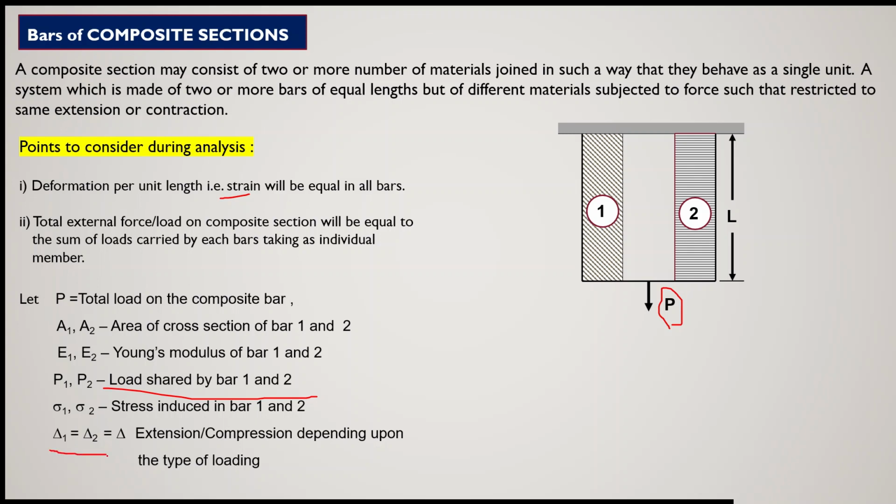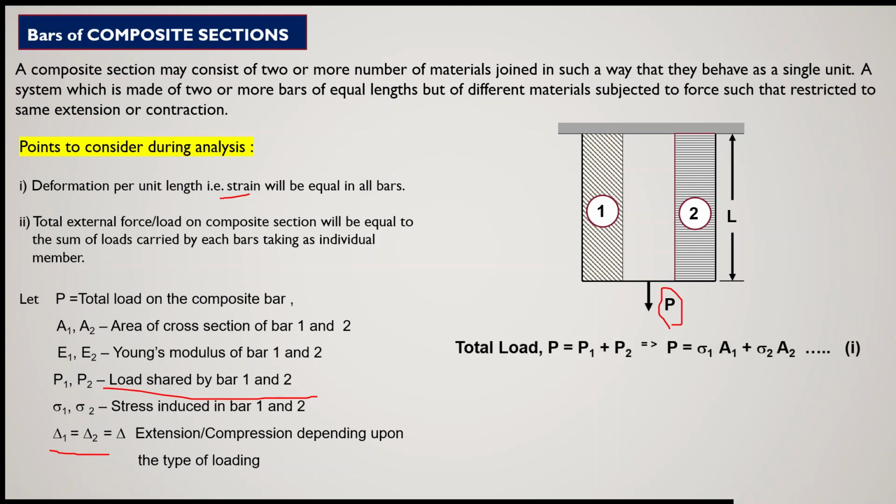And as we have already discussed, because it is a composite section, it has to behave as one member. So the deflection, extension or compression in member 1 will be equal to that in member 2, and that is equal to the total deflection, extension or compression, whichever it may be, depending on the type of loading. So the extension in member 1 is equal to the extension in member 2, and the extension of the composite section is also equal to them.